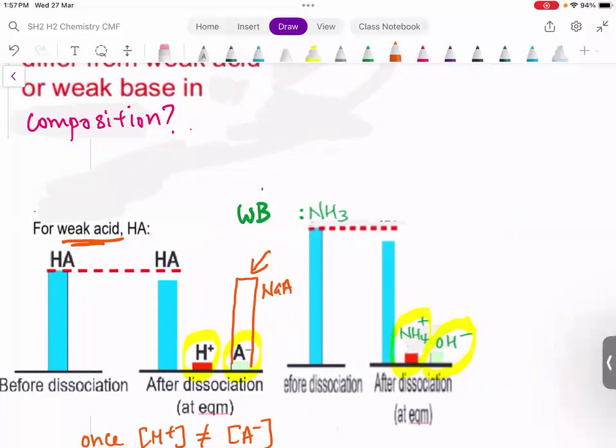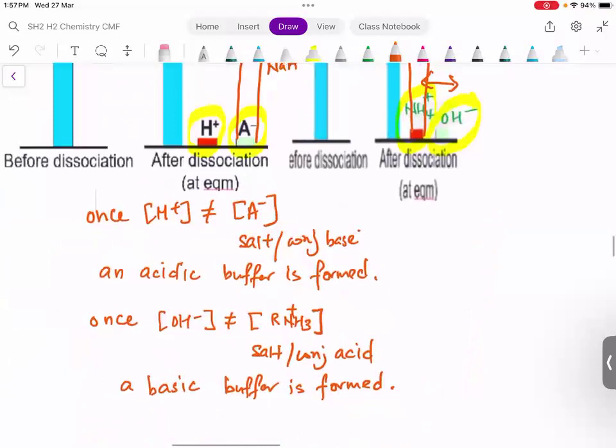Same thing, if I were to form a basic buffer, I will add the salt to increase the ammonium concentration. So these two ions will no longer be equal. That is when we form a buffer. Make sense? So that's the difference between just a weak acid and a buffer, or a weak base and a buffer. Can I ask you to copy this now? Very important. The understanding of this is very, very important. As we start titration curves, this is something that guides you to differentiate whether this is a weak acid or a buffer.